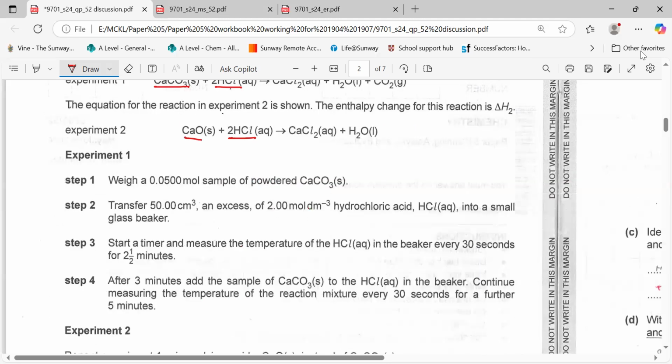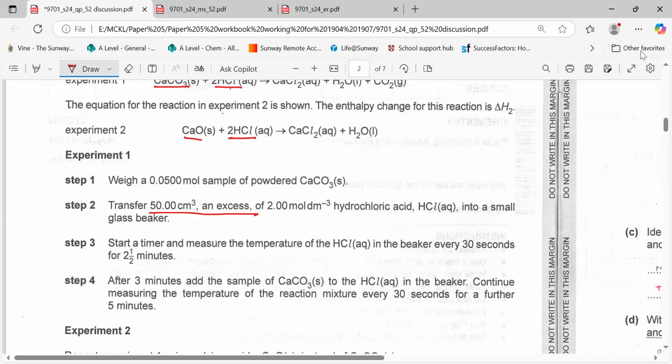Experiment 1, we weigh a 0.05 mole sample of powdered calcium carbonate, transfer to 50 centimeter cube of an excess HCl. So I want you to take note that this is an excess HCl into a small glass beaker. Start the timer and measure the temperature of the HCl in the beaker every 30 seconds for 2.5 minutes.